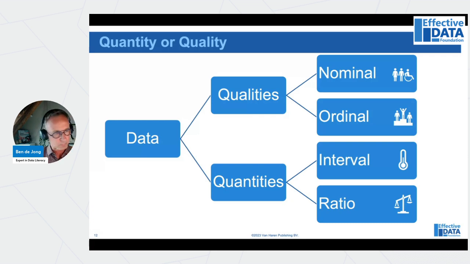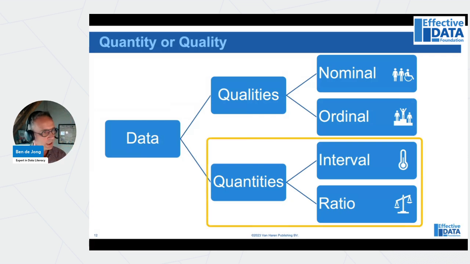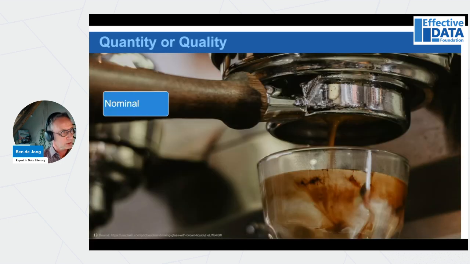But let's see, I promised some practical examples. Let's go on. With quantities you can measure, and with qualities you can't. That is a big difference. You can do calculations with quantities, but you cannot do it with quality. So, for instance, with ordinal, you cannot calculate. Well, let's start with quantity.